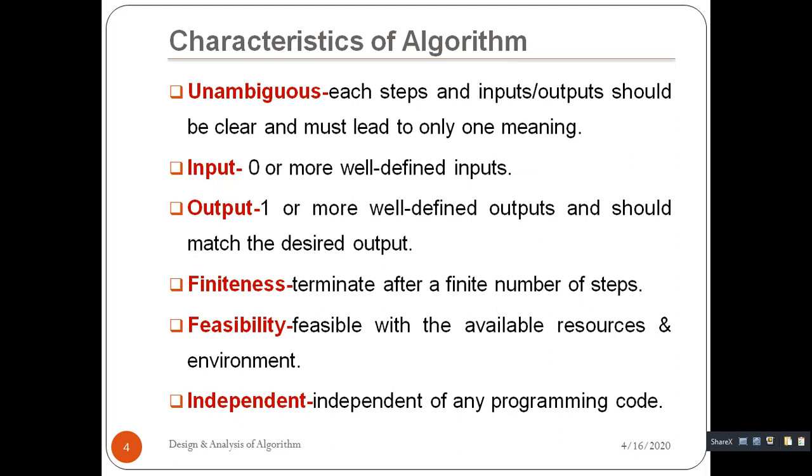And the last characteristic of an algorithm is independence, and it says the algorithm should be independent of any kind of programming code. Once an algorithm is written, the same algorithm can be translated into any programming code. For example, the same addition algorithm can be written using C, C++, Java or any other programming language. So these are all the characteristics of an algorithm.